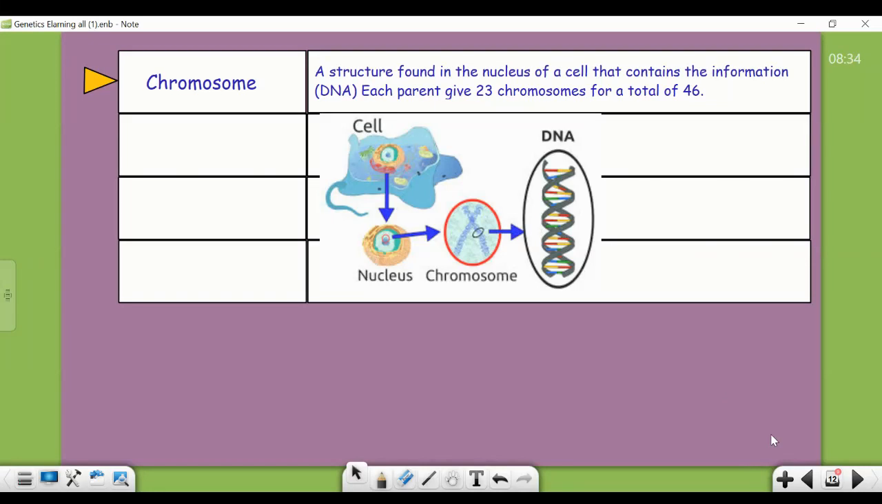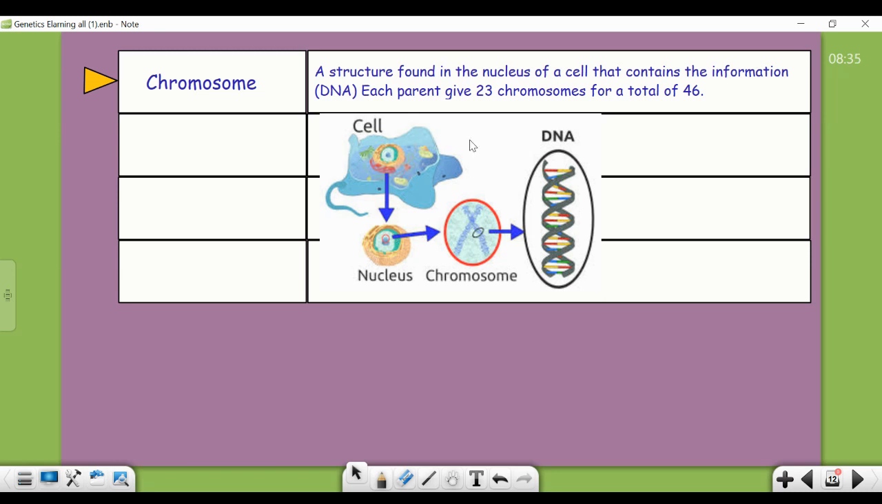All right, so the first word here to write down is chromosome. So thinking about a chromosome, you have to go way back to cells when we talked about a nucleus. And inside of that nucleus is where the chromosome is. So chromosome is a structure found inside of the nucleus that contains all the DNA, all the genetic information. And each parent provides 23 chromosomes for a total of 46.